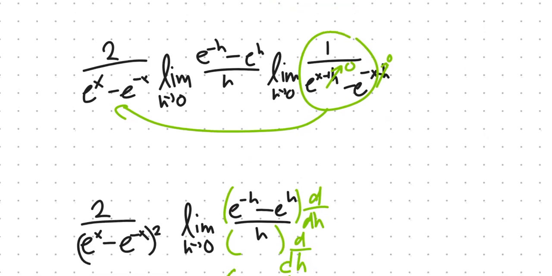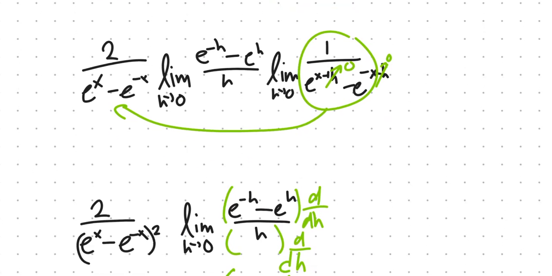So we are just going to separate those two, and then we get 2 divided by e to the x minus e to the negative x times the limit as h approaches 0 of e to the negative h minus e to the h divided by h times the limit as h approaches 0 of 1 over e to the x plus h minus e to the negative x minus h.